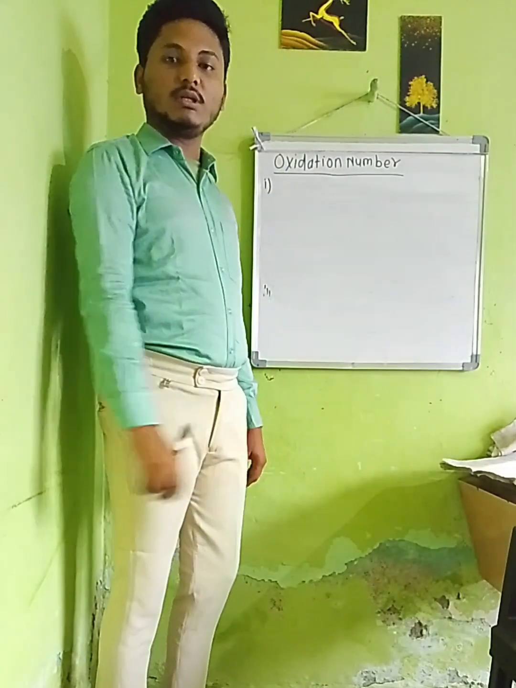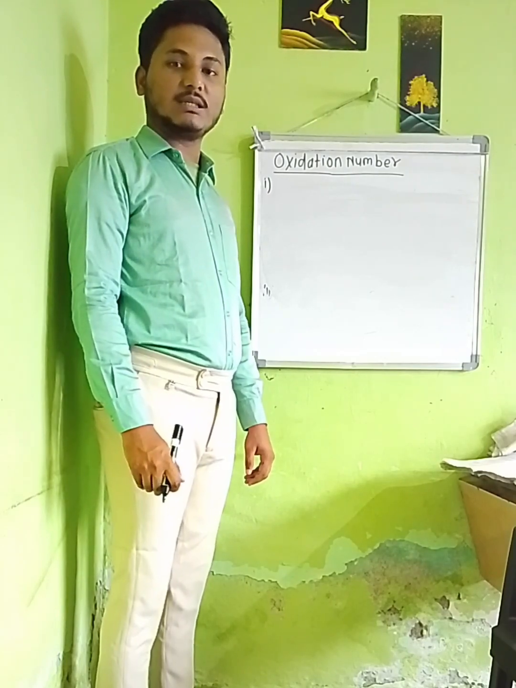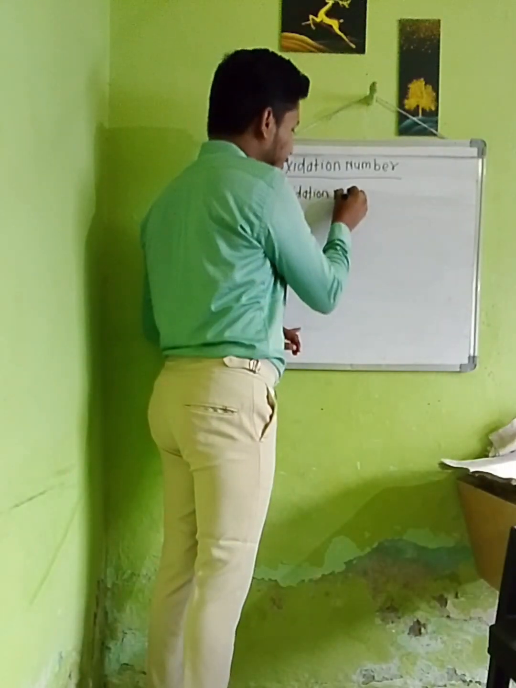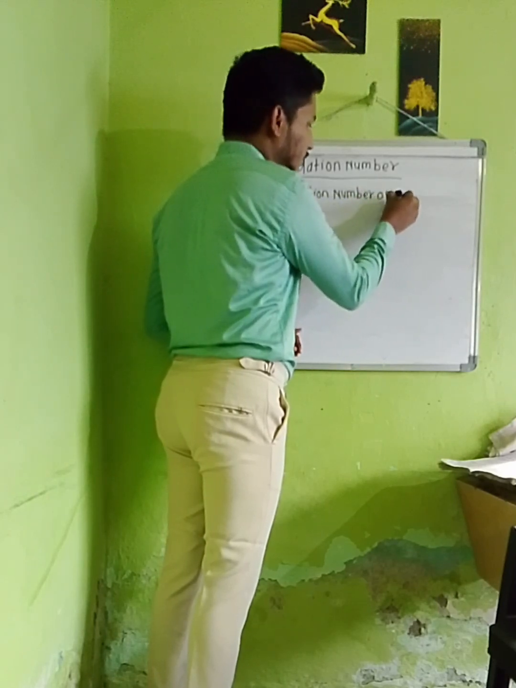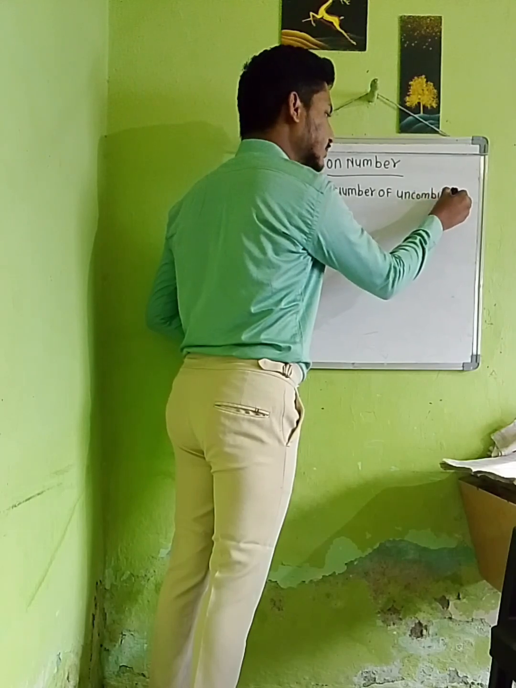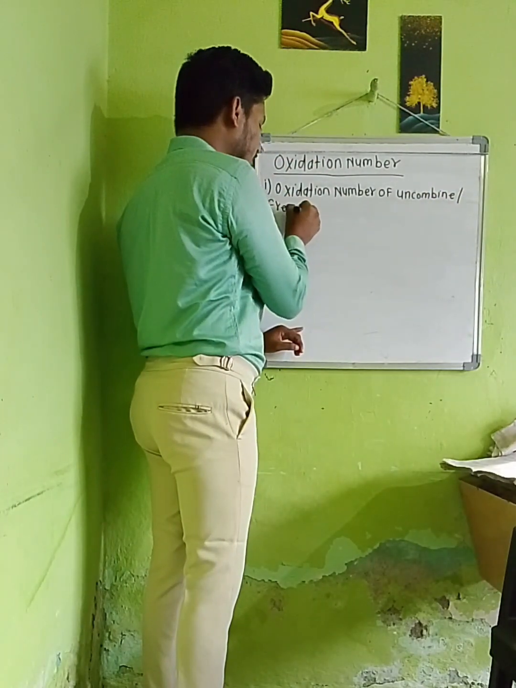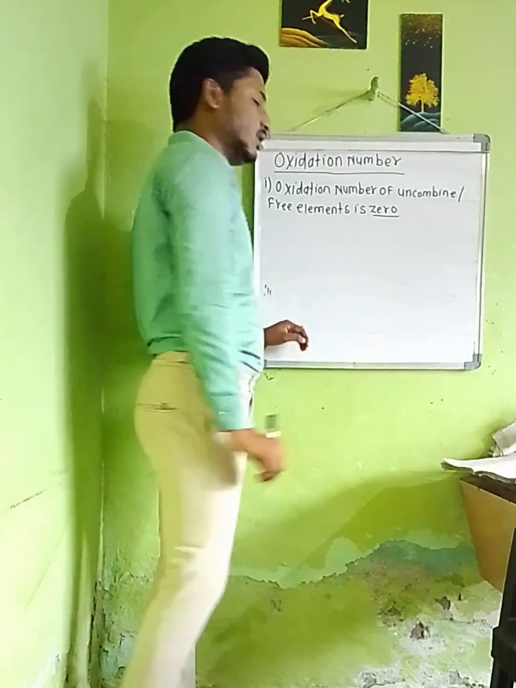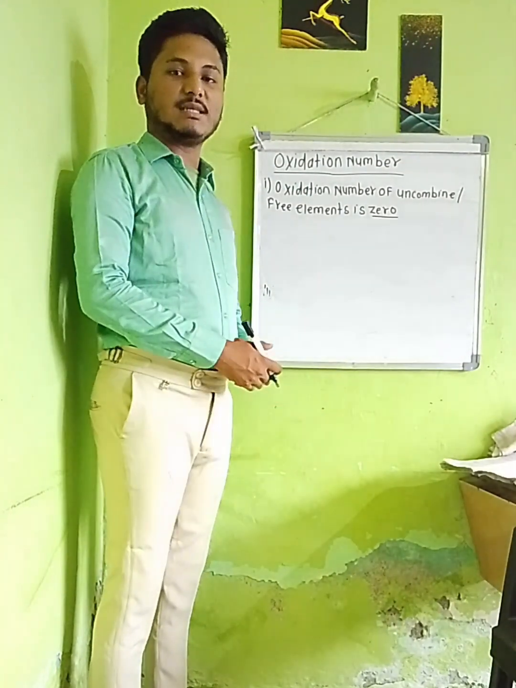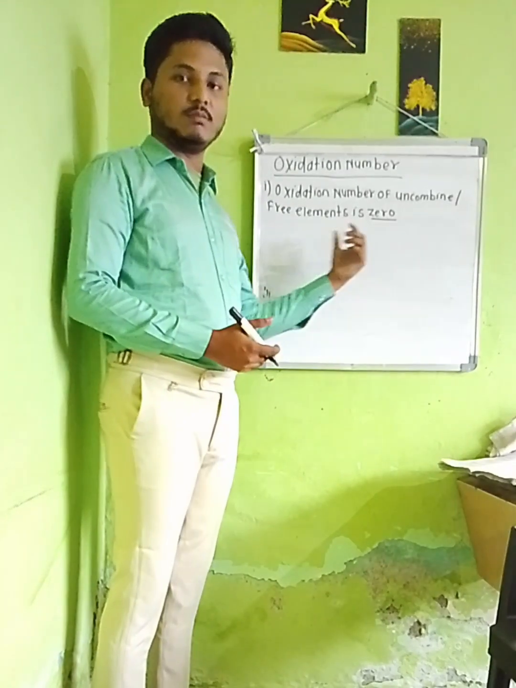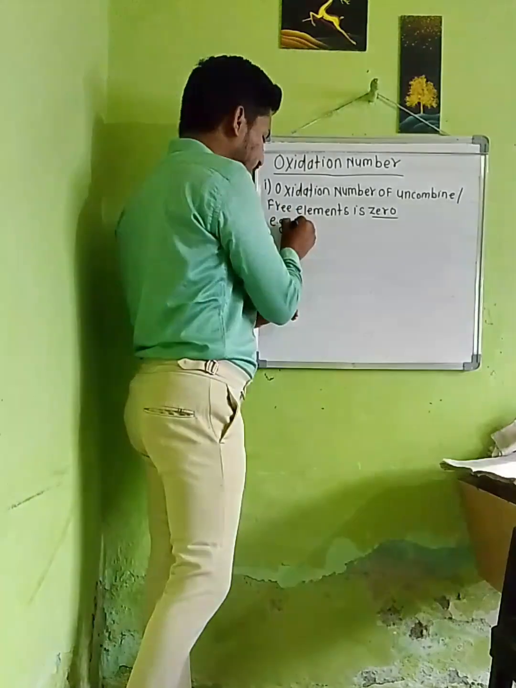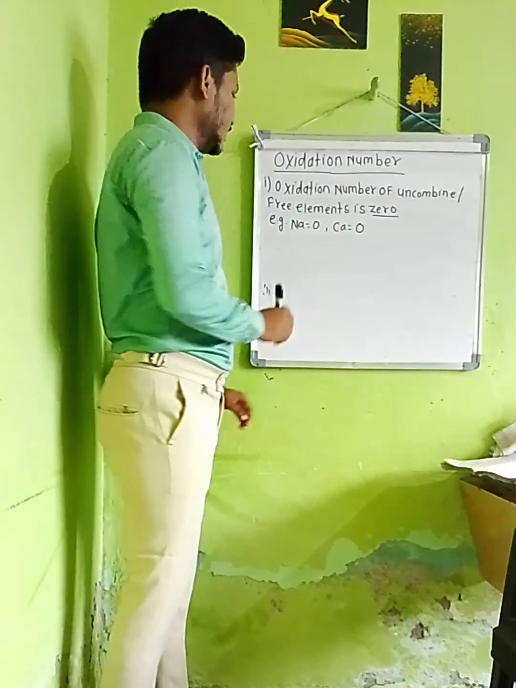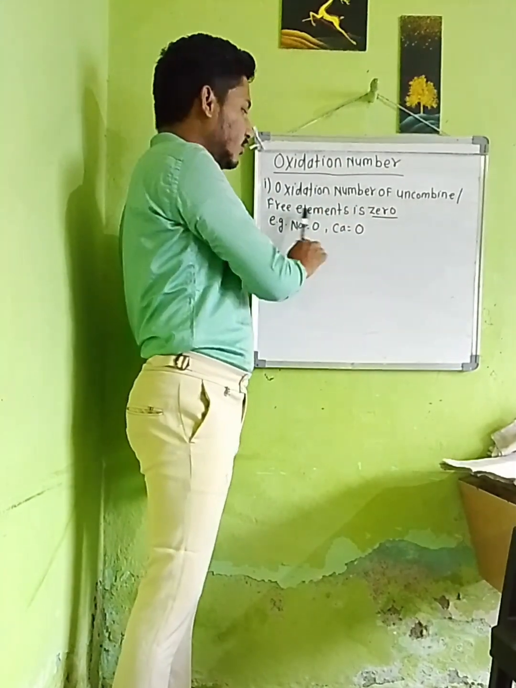First rule: the oxidation number of an uncombined or free element is always 0. Those elements that are in a free or uncombined state have the oxidation number 0. For example, the free state of sodium has oxidation number 0, and the uncombined state of calcium has oxidation number 0. The first rule: the oxidation number of an uncombined or free element is 0.